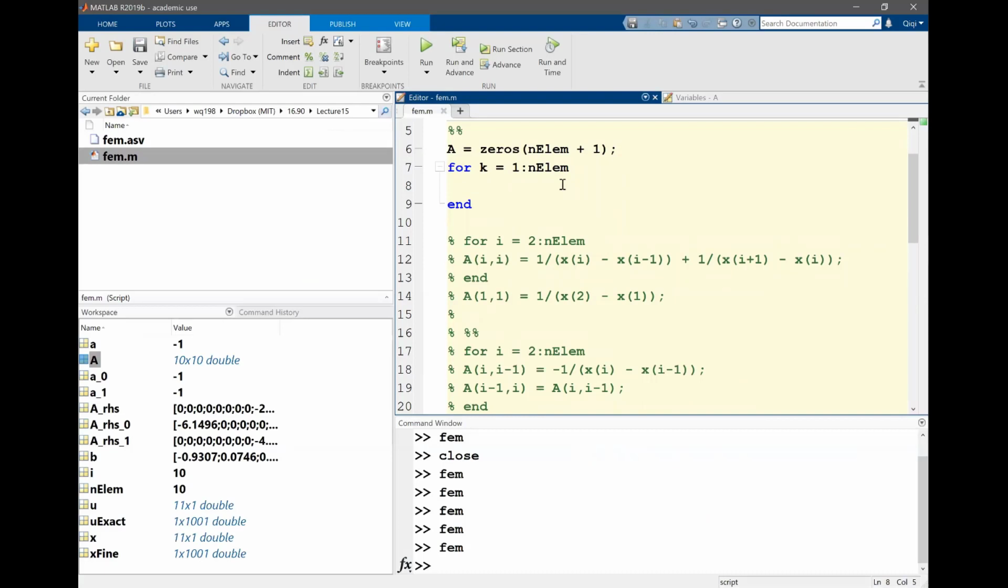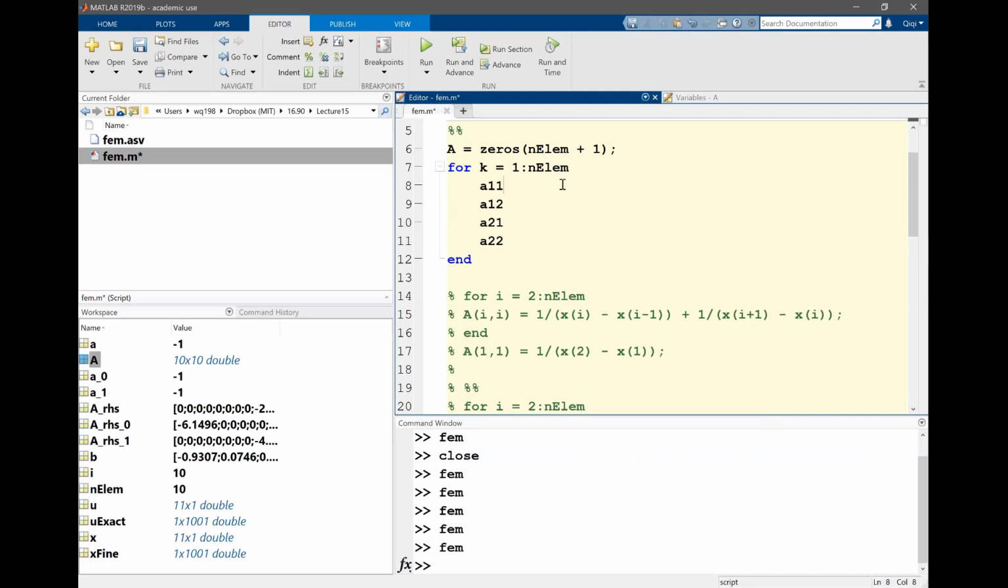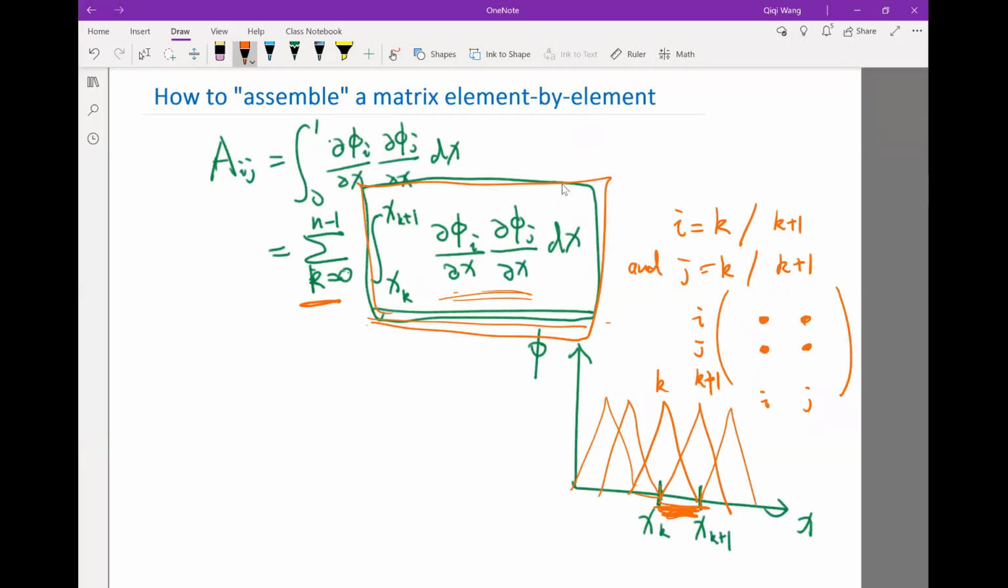And I know every element matrix only has 4 non-zeros, right? So why don't I just set them as a small a11, a12, a21, and a22. How about that? Okay, I know my a11 corresponds to when i is equal to k, j is equal to k, right? My a12 is i is equal to k, j is equal to k plus 1. And a21 is when i is k plus 1, j is equal to k, and a22 is when i is equal to k plus 1 and j is equal to k plus 1. So just these 4 numbers to compute.